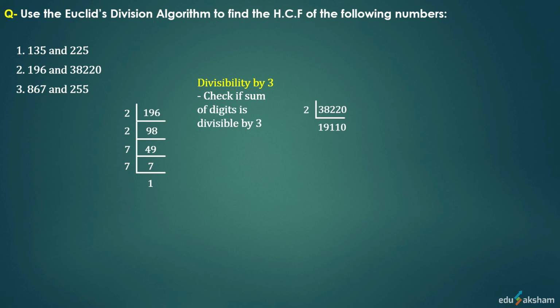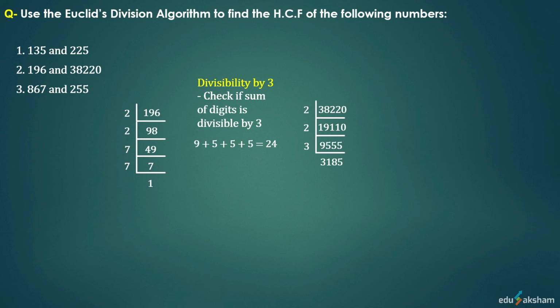19,110 is also divisible by 2, which gives us 9,555. This number is not divisible by 2. Hence, we check its divisibility by the next prime number, which is 3. To check its divisibility by 3, we must find the sum of digits of 9,555, which is 24. Since 24 is divisible by 3, 9,555 is divisible by 3 and gives us 3,185.